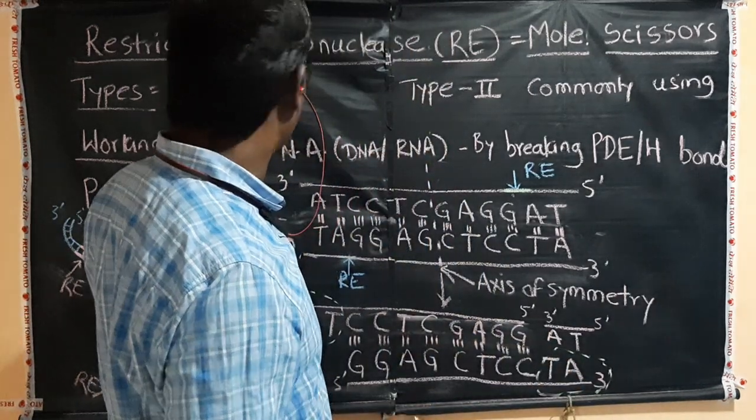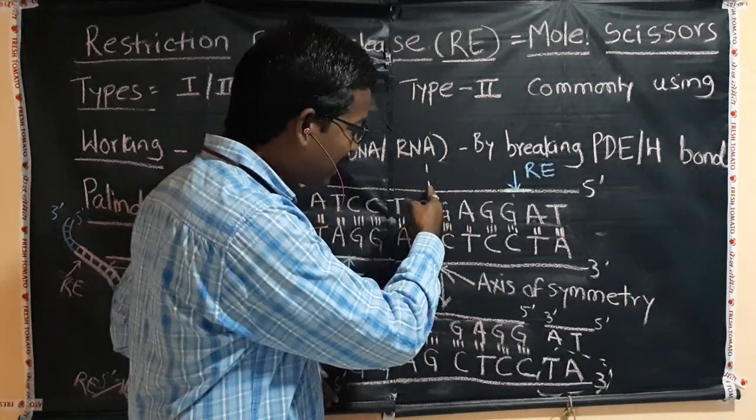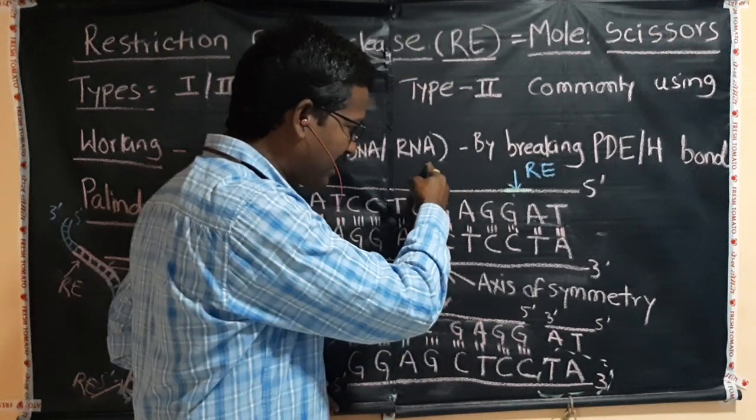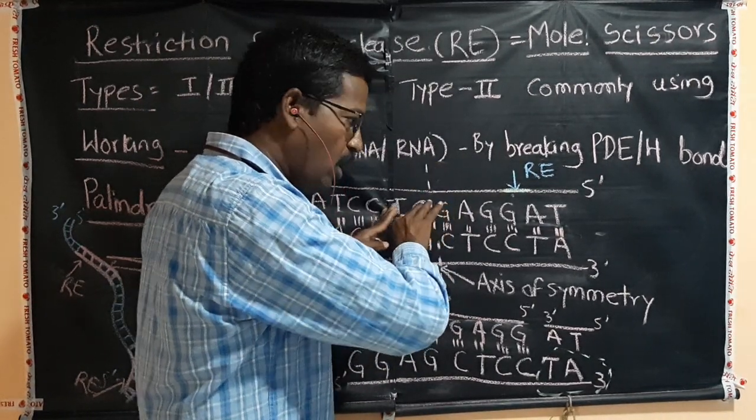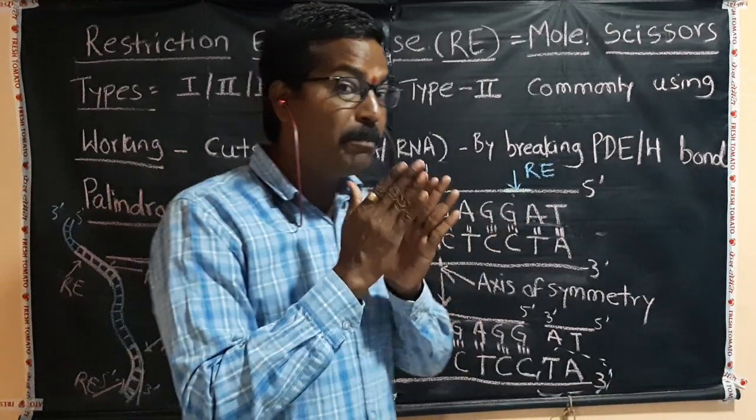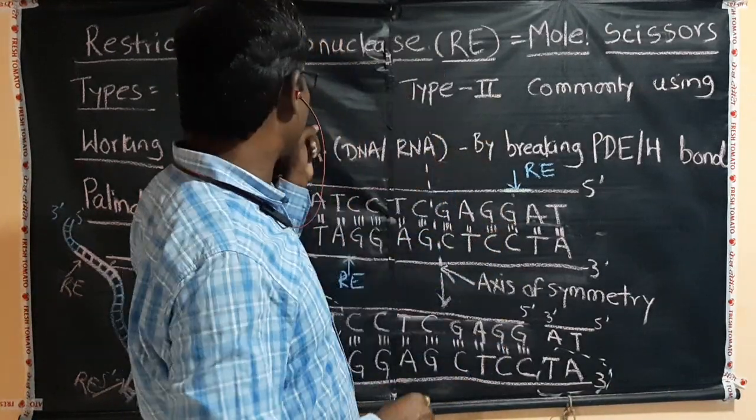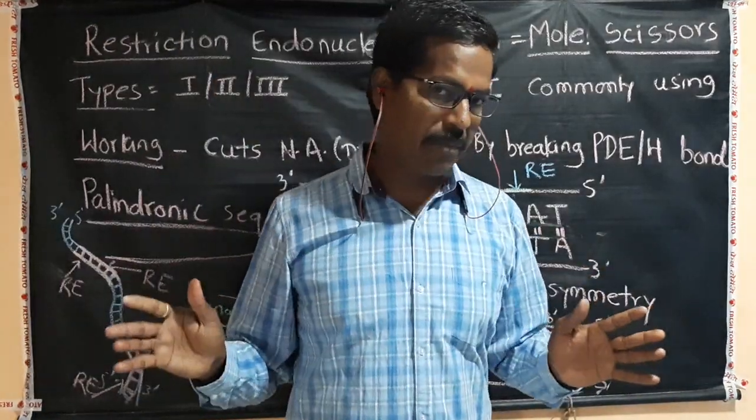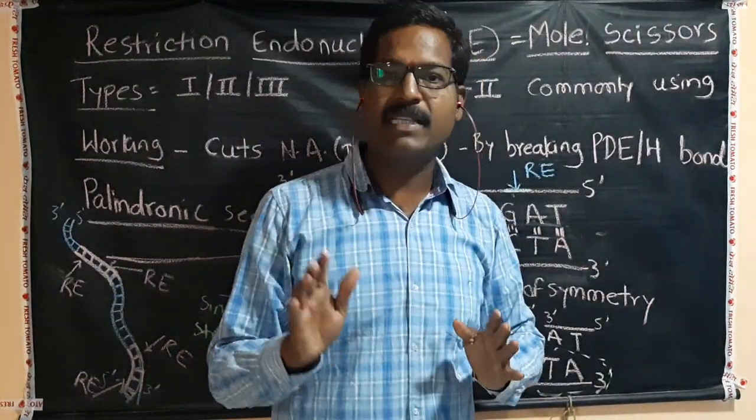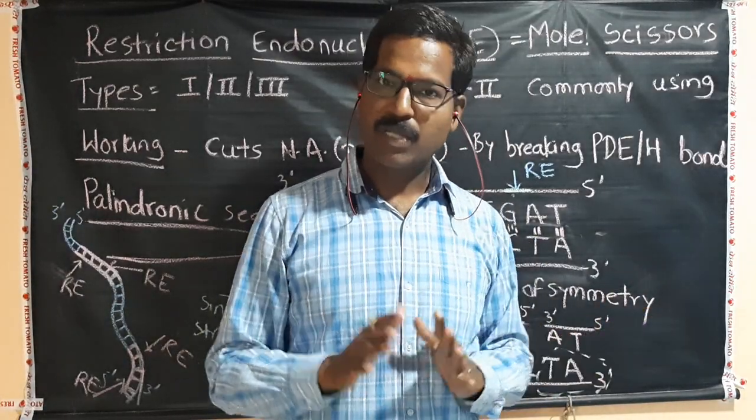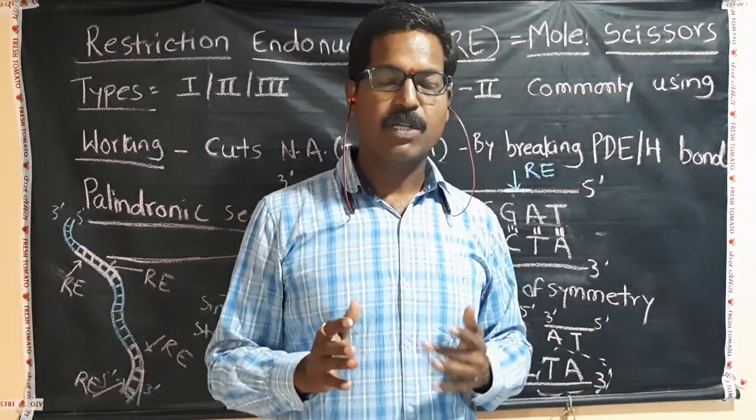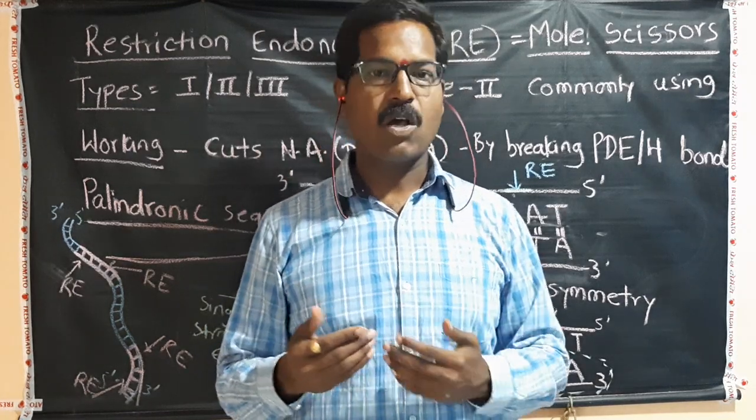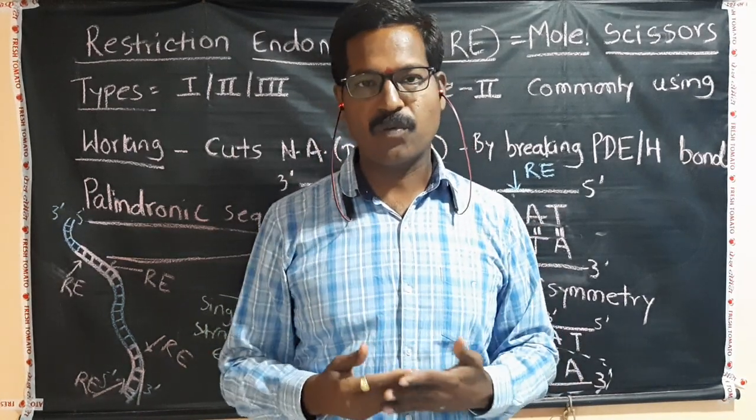If you use one type of restriction enzyme, it will cut exactly at the axis of symmetry. As it is cutting exactly at the axis of symmetry, it will break only the phosphodiester bond and not the hydrogen bond. So you will get a blunt end. While the type 3 restriction enzyme will cut the DNA far away, lengthy DNA can be produced. That is why type 2 restriction enzymes are commonly used. I hope you are getting this concept. Next time I will show you the next process of gene expression.